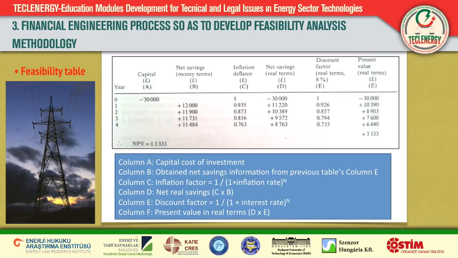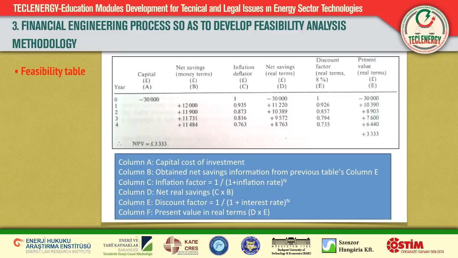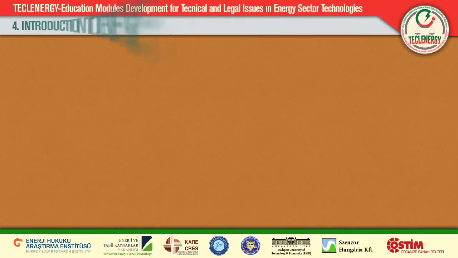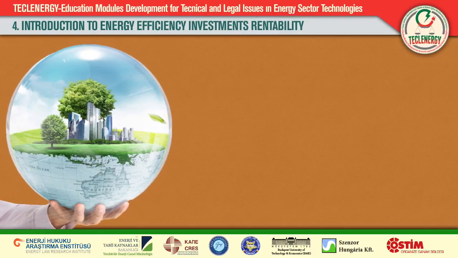According to this information, primarily net savings must be calculated by subtracting cost items from estimated savings values with the consideration of escalation rates. First step is to develop a table concerning that process. The next and the final step is to present net real value gains by taking into account the rate of interest and inflation factor. Introduction to energy efficiency investments rentability.